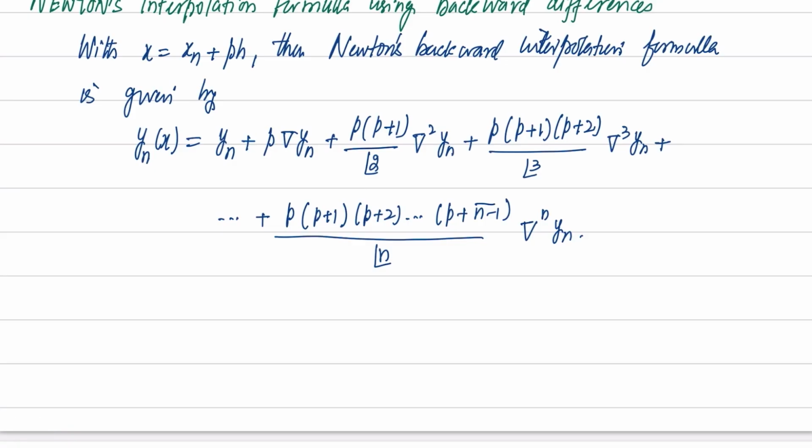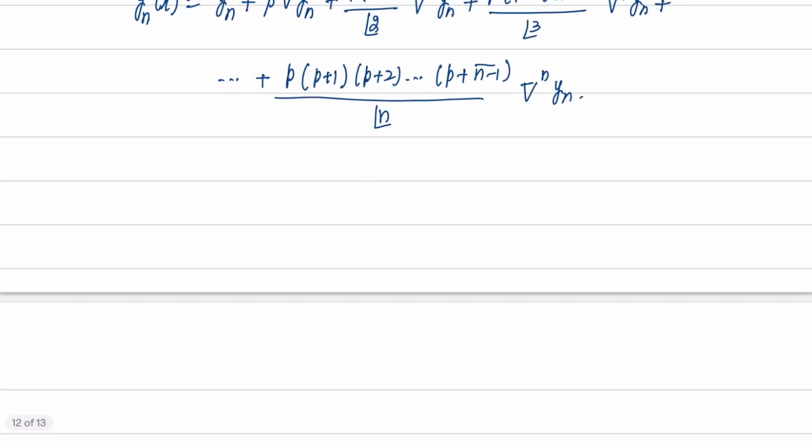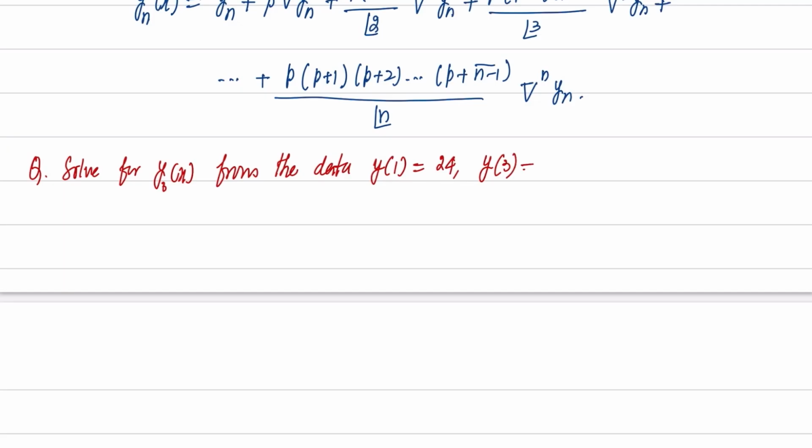Then using the previous question again. Question: solve for y3 of x from the data y of 1 equal to 24, y of 3 equal to 120, y of 5 equal to 336, y of 7 equal to 720. So we will find the value of y3 of x using Newton's backward difference interpolation formula.